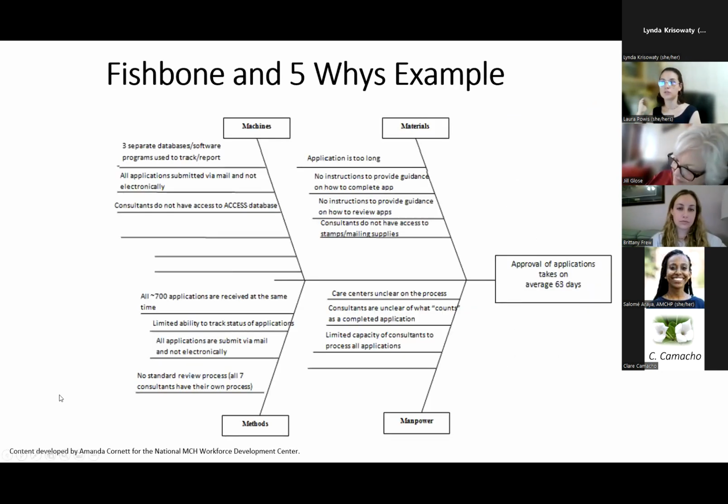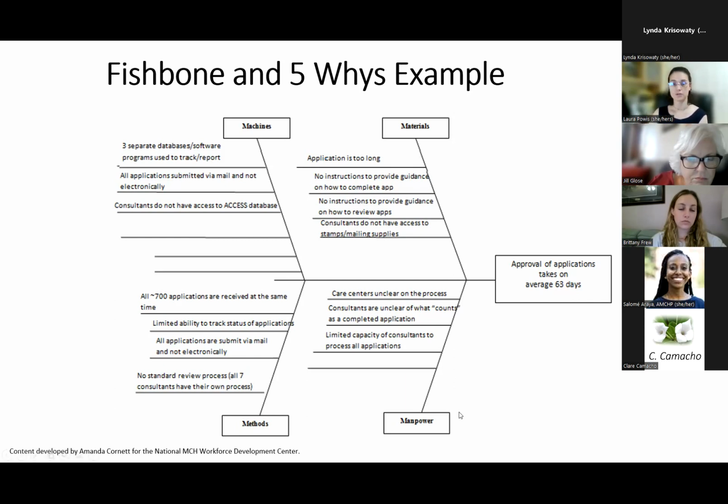So now let's talk about how the 5 whys map onto the fishbone. We're back at our example from before, looking at the applications and the time that it takes for an application to be approved. So let's say we've done this fishbone diagram, we've done our prioritizing, and we actually decide that this manpower category is where we're going to focus our attention. In talking through the different options under the manpower category, we decide that we want to focus on the limited capacity of consultants to process all applications. So that's our problem statement. There's a limited capacity of consultants to process all applications.